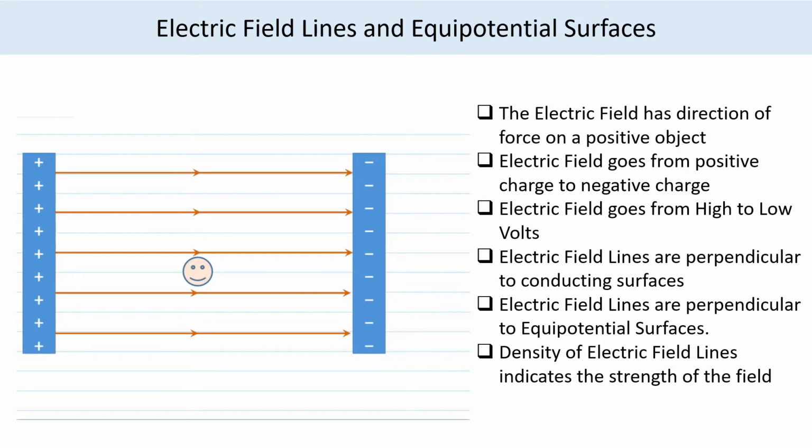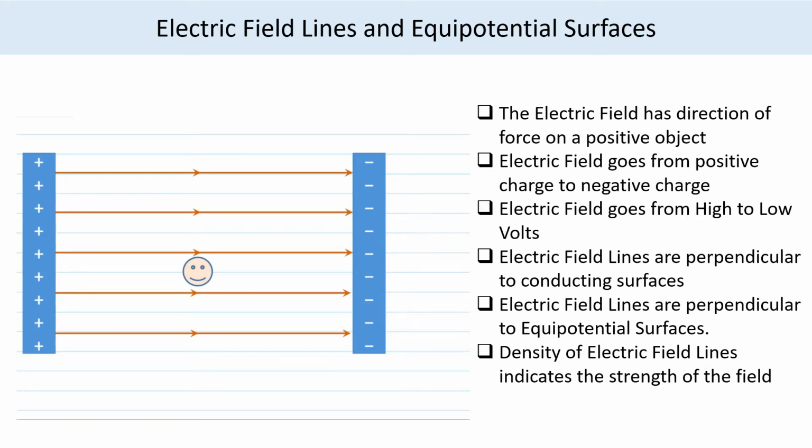Wherever the smiley face is placed, if you pretend it's positive, it would want to repel from the positive plate and attract to the negative plate. And therefore, in this kind of geometry shown, the smiley face would always feel a force to the right. So our electric field line pattern is a pattern of arrows that goes from left to right.